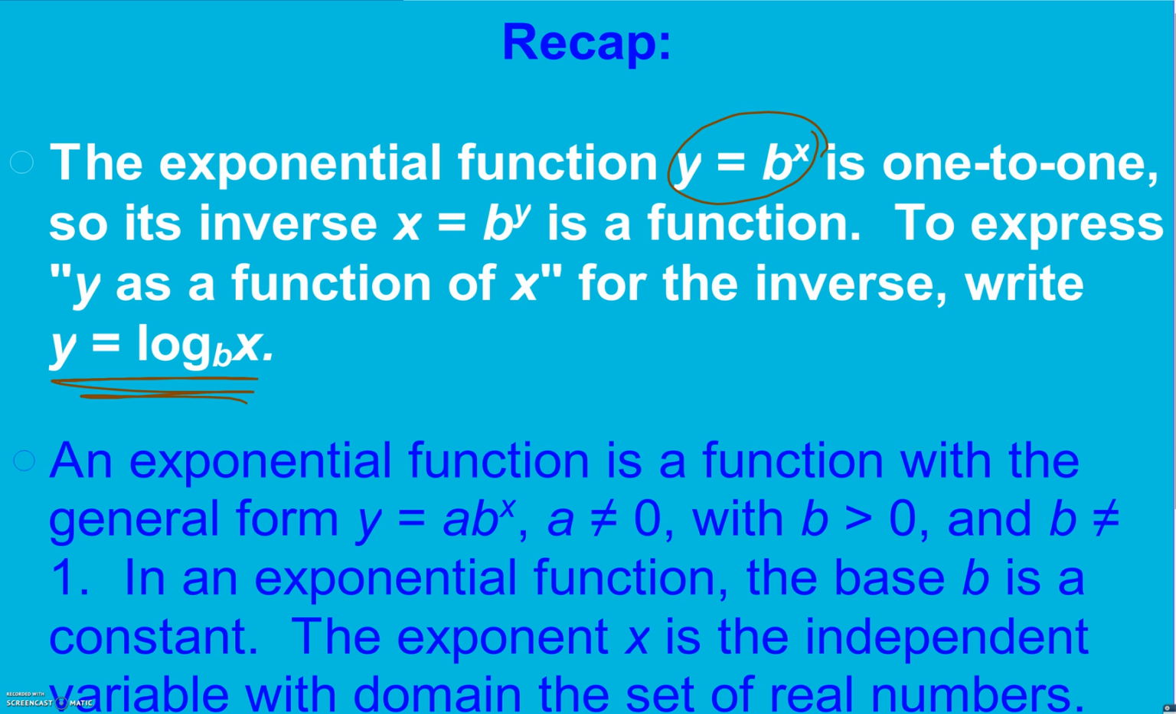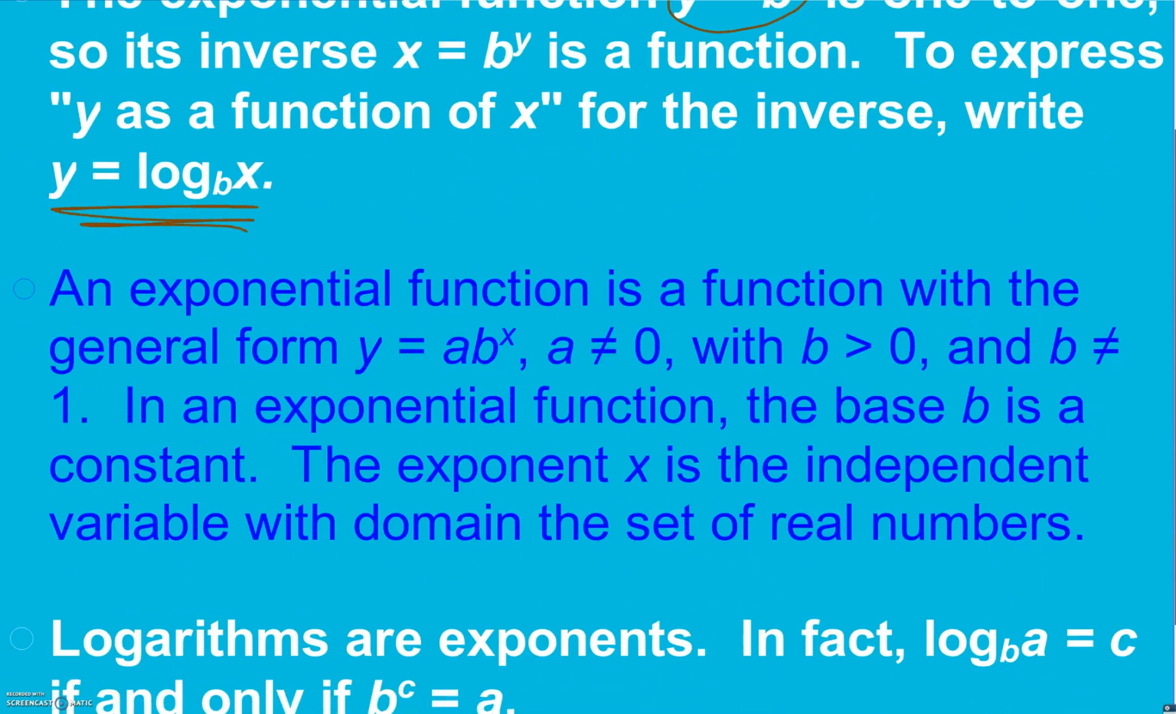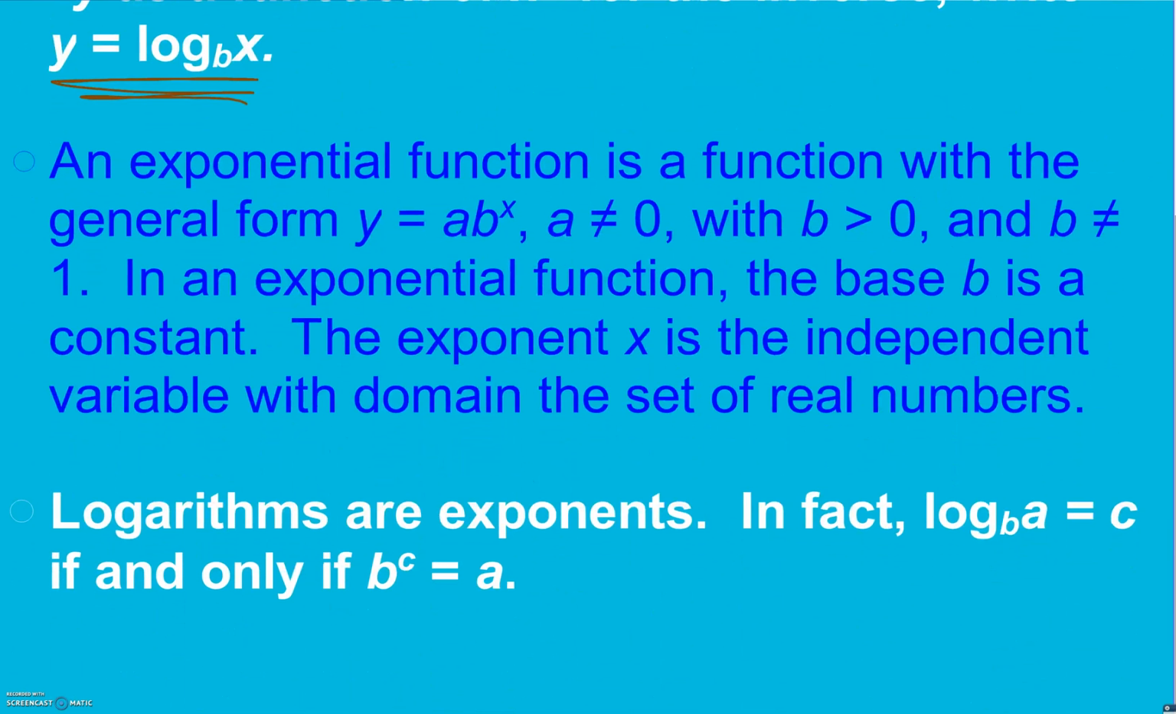An exponential function is a function with the general form y equals a times b to the x power, as long as a is not 0 and b is greater than 0, b also can't be 1. In an exponential function, the base b is a constant. X is our independent variable, and the domain is the set of all real numbers. So, in exponential form, our general form, our domain is all real numbers, x is our independent variable.